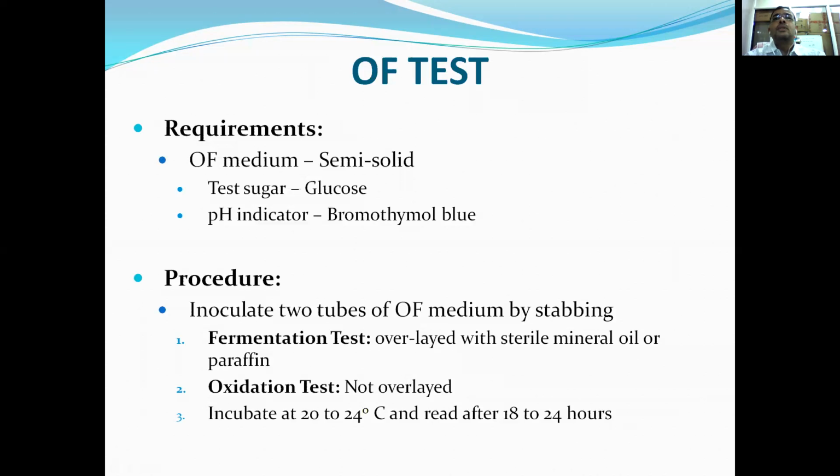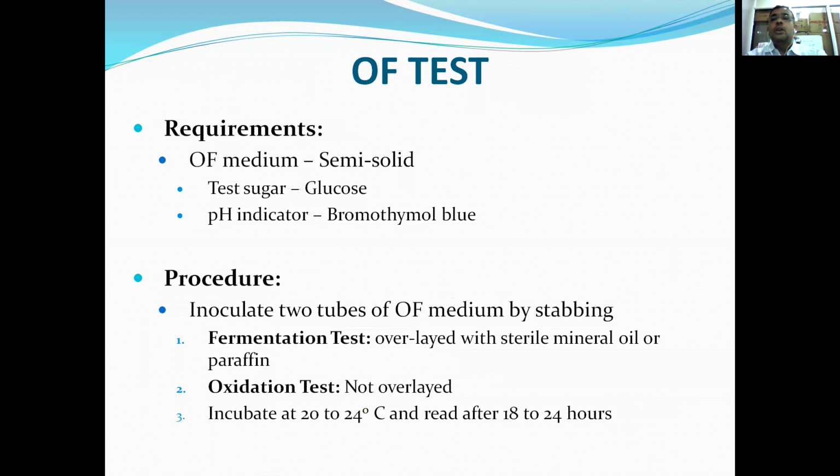So if glucose is utilized by your target bacteria, then this will produce acid and the medium will turn from green to yellow. The procedure is again very simple. Here you require two test tubes that have OF medium. You have to boil these tubes so that whatever oxygen is there comes out, and now again you have to cool them down.